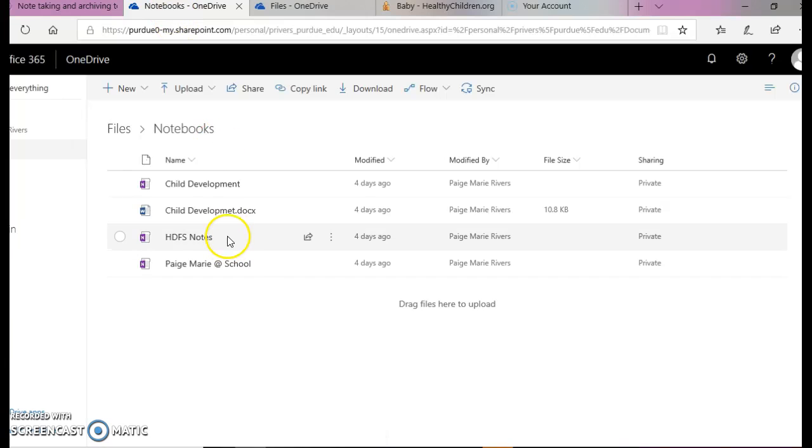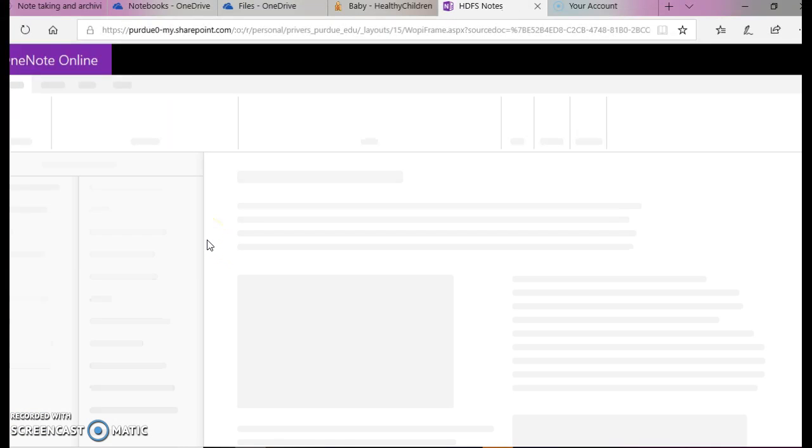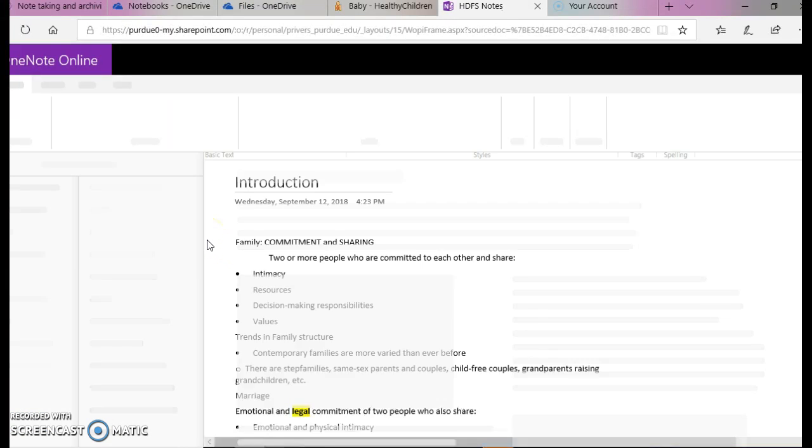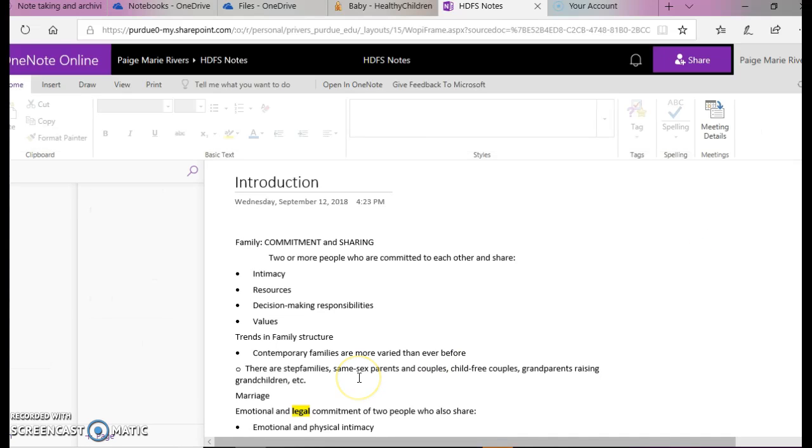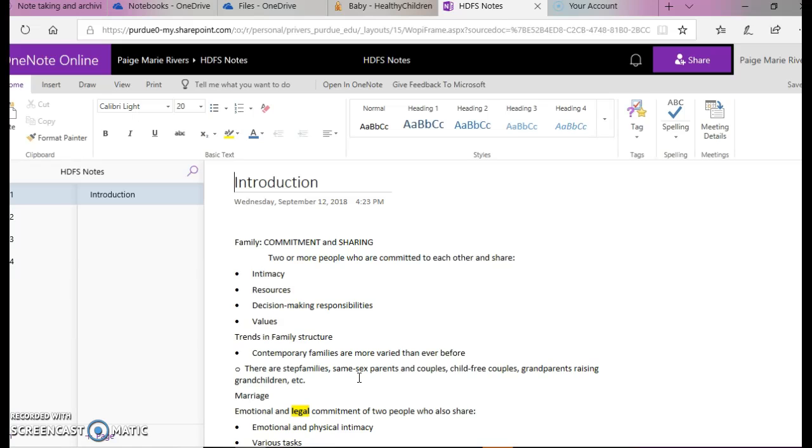I guess I can just go back to this. My other notebook, my HDFS one, I've taken a lot more notes because I use it for my actual class. So in this notebook, I have my chapters over here, which are cut off of the screen, but I have chapter 1, 2, 3, and we're on 4 right now. Each chapter I have a section for it.